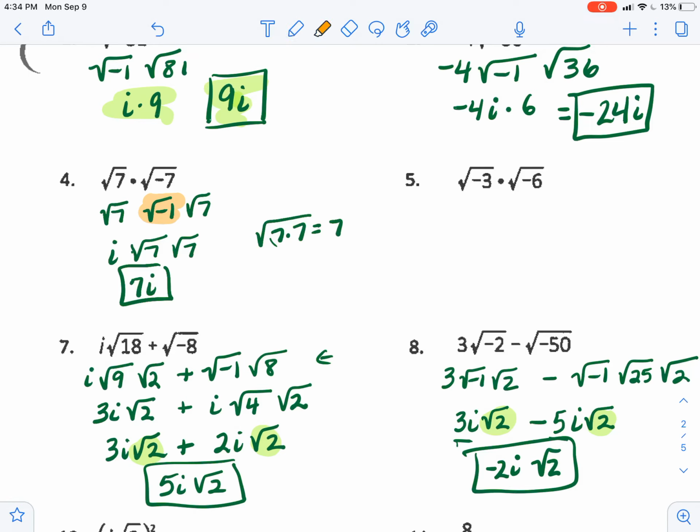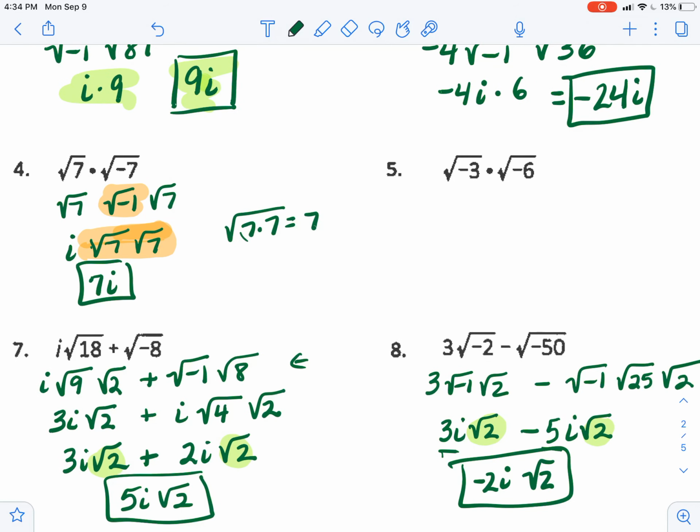The other thing to remember is anytime you have two things under the square root that are exactly the same, it's always that whole number. So in other words, if I had the square root of 3 times the square root of 3, it would equal 3, the whole number. Okay. Let's try another one.